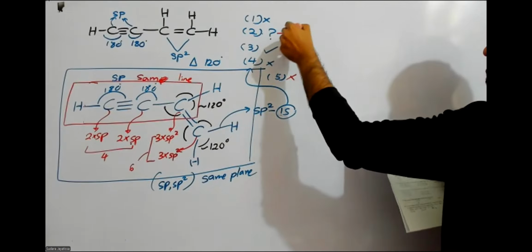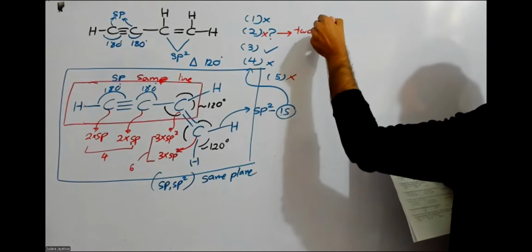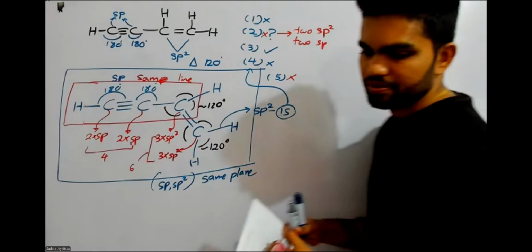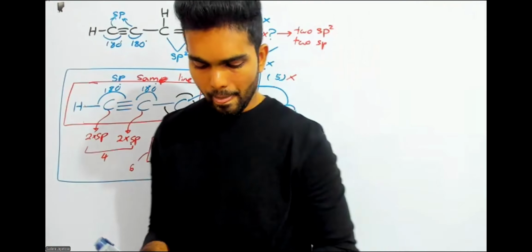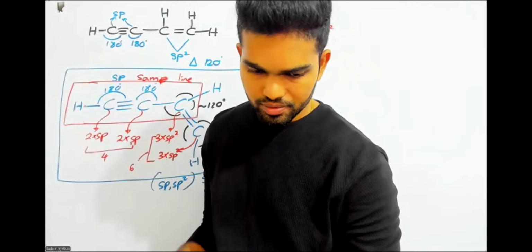So let's say here 2 is wrong. 2 sp2 and 2 sp. Okay. Right. Go to the 14th question.